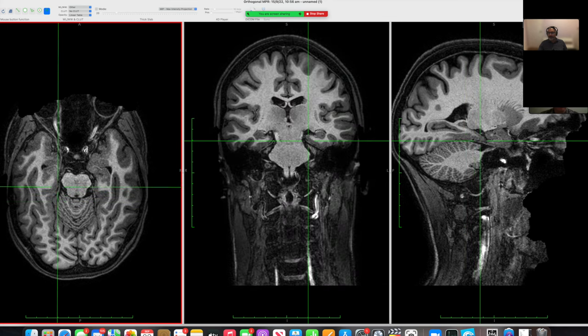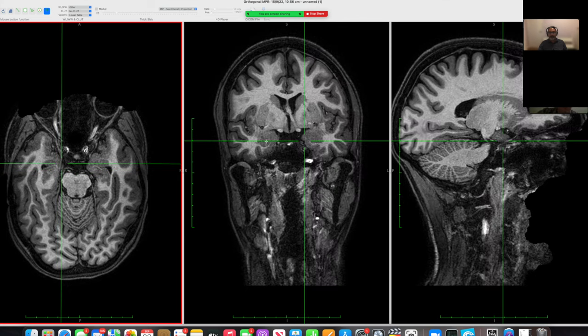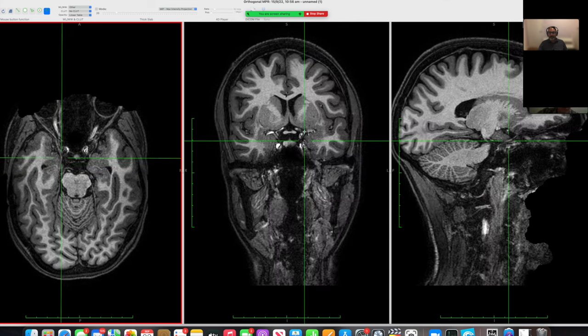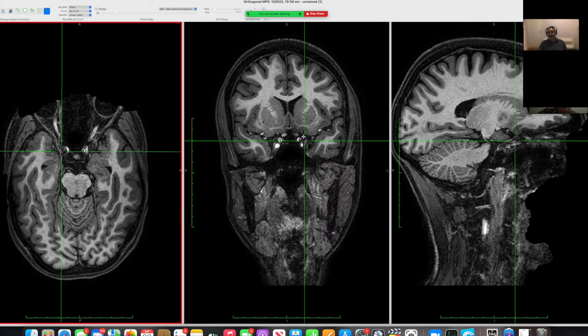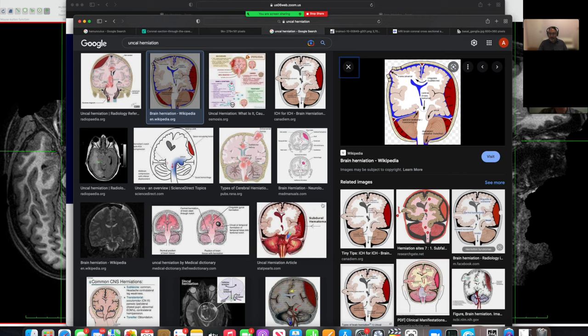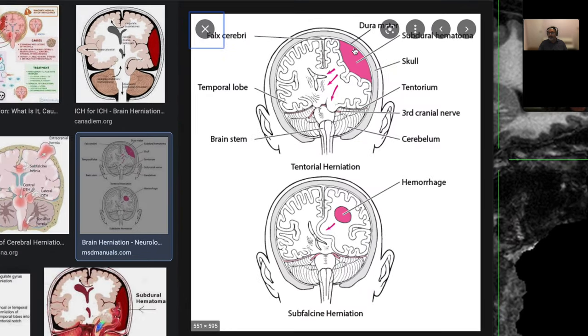One very cool thing about that is that an uncal herniation is going to compress your oculomotor nerve. That's one of the first signs of an uncal herniation, that it's going to compress an oculomotor nerve. This is a good image, actually. So, for example, a subdural or an extradural hematoma can cause an uncal herniation.